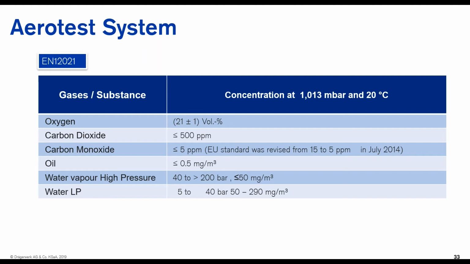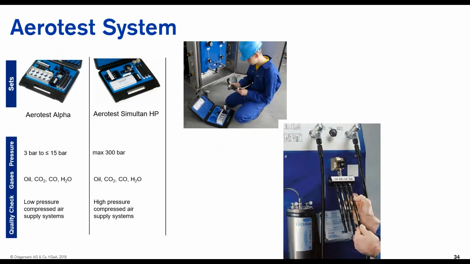This is where the Aerotest systems come in. We have a wide range of Aerotest systems. We have the Aerotest Alpha, and we have the Aerotest Simultaneous HP. The Aerotest Alpha itself is used in low pressure compressed air supply systems, usually in offshore vessels. But if you look into other vessels, most likely they are using high pressure compressed air supply systems. This is where the Aerotest Simultaneous HP comes in. It can check the air quality in the system up to 300 bar.